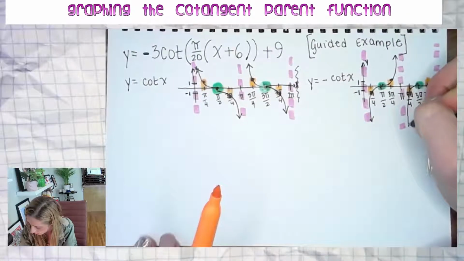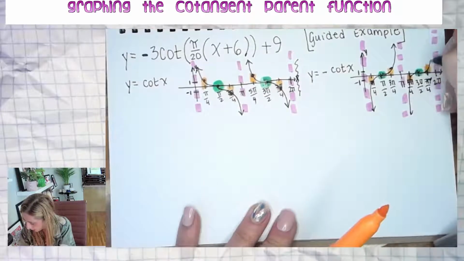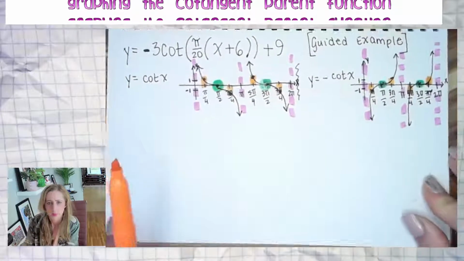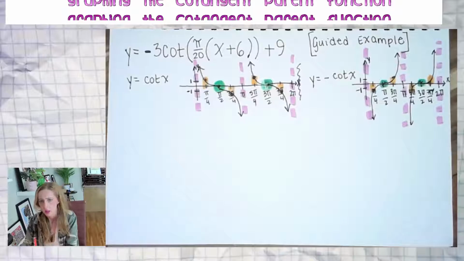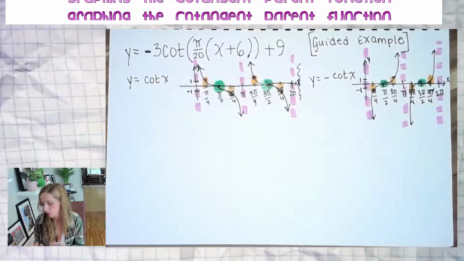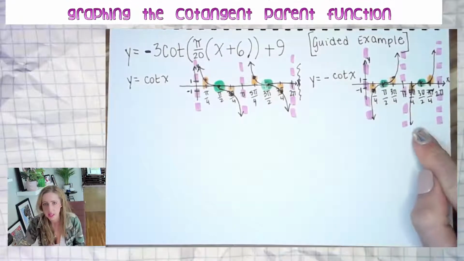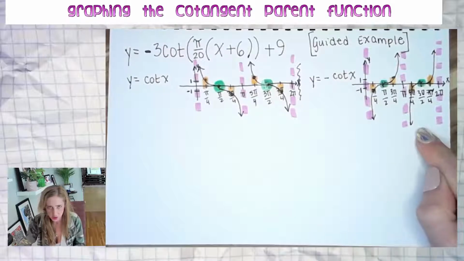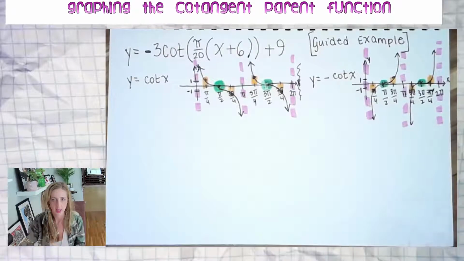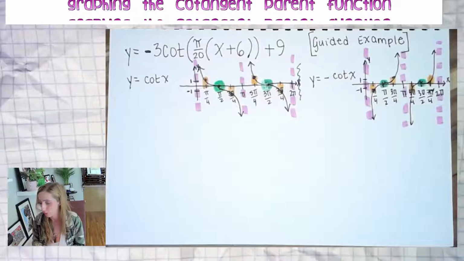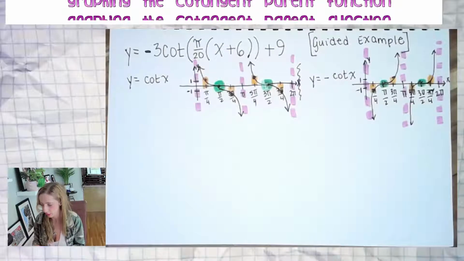So here we go. And there we go. Okay. That is cotangent. I know this looks a lot like tangent. It is not tangent, not tangent, okay? The asymptotes and the zeros are in different places, which makes a big difference.